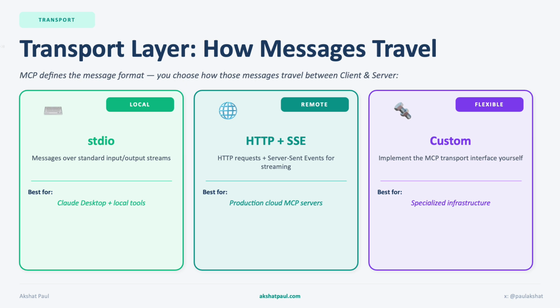And MCP gives you options. The first option is stdio, standard input output. This is the simplest transport and the one most people start with. The client launches the server as a child process and communicates with it through its standard input and standard output streams. No network involved at all.